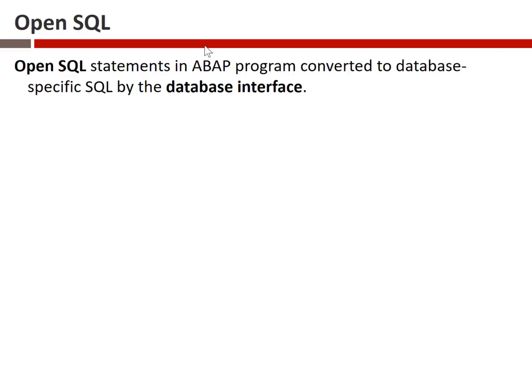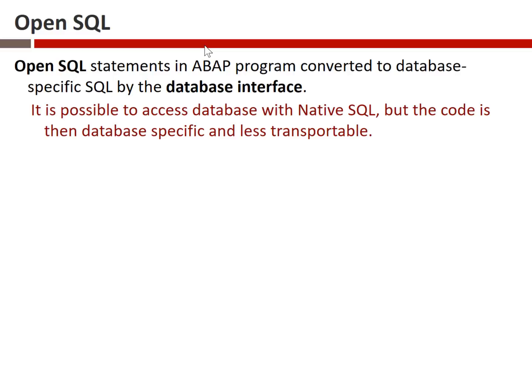We write our code using OpenSQL, and then the ABAP engine, the ABAP work process, will translate it into whatever the appropriate database-specific SQL is that needs to work. Now, I tell you this next fact just to give you completeness in your knowledge. It is possible to access the database using that database's system in native SQL. But the code that you create then is database specific and less transportable.